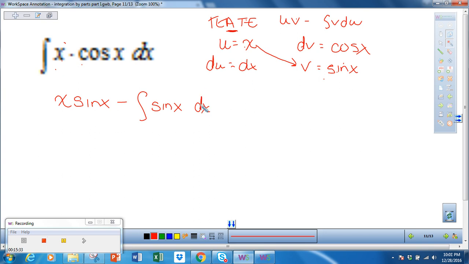And in this case, du was simply dx. And so now we can integrate this again. We don't need integration by parts to integrate that. We know that that is negative cosine x. So then we have x sine x minus negative cosine x. So we have x sine x plus cosine x plus c.